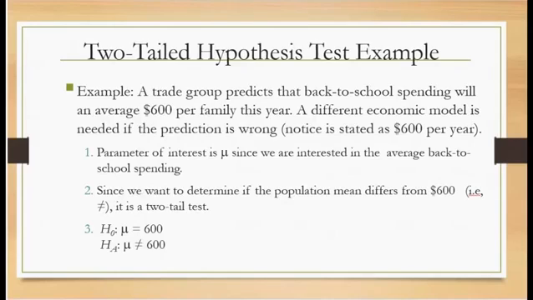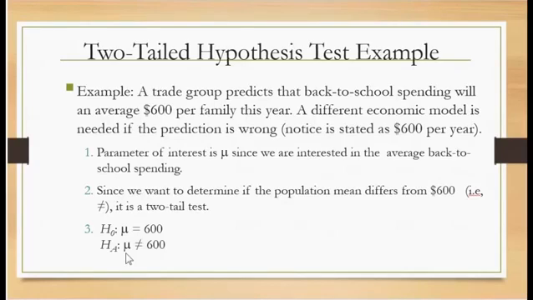And this is a pretty basic example. A trade group predicts that back-to-school spending will be on average $600 per family. A different economic model would be needed if the prediction is wrong. So basically, this is a two-tailed hypothesis test suggesting that the spending is going to be $600 per family. We're not talking about greater than or less than. We're saying each family is going to spend exactly $600. So our null would be that the spending is 600, and then our alternative would be that the spending is not 600. That's how we would set this up.